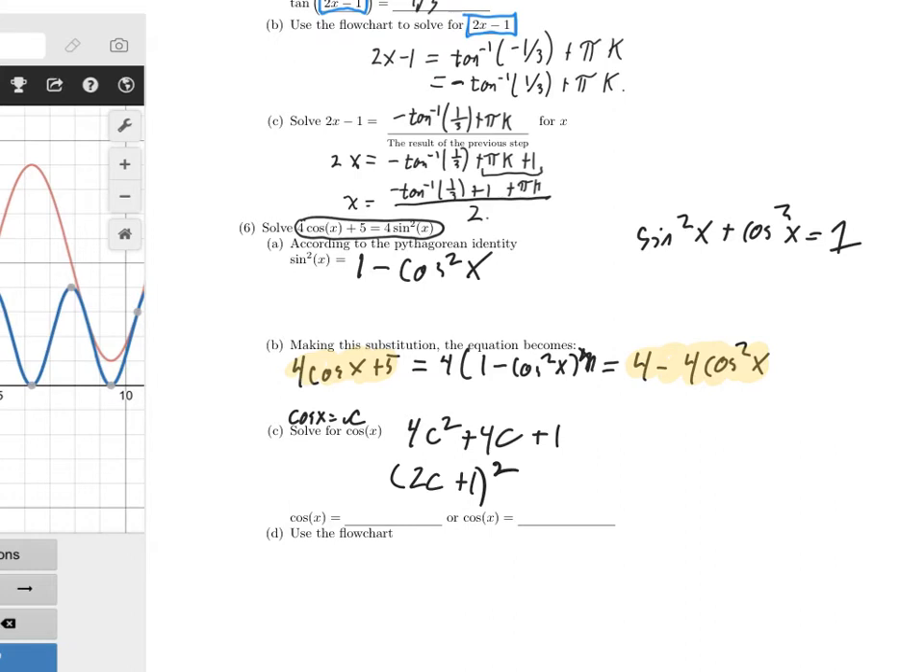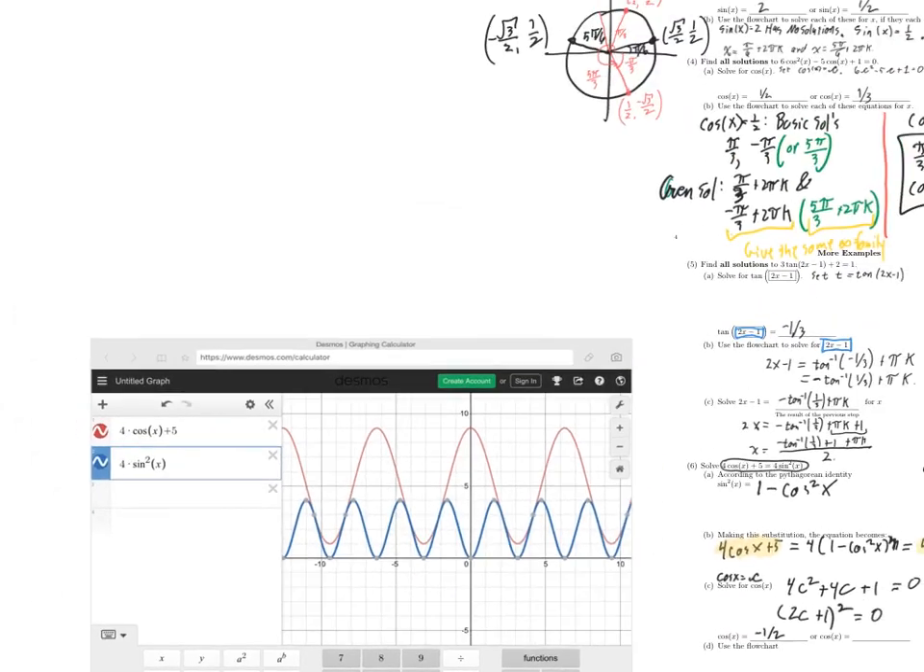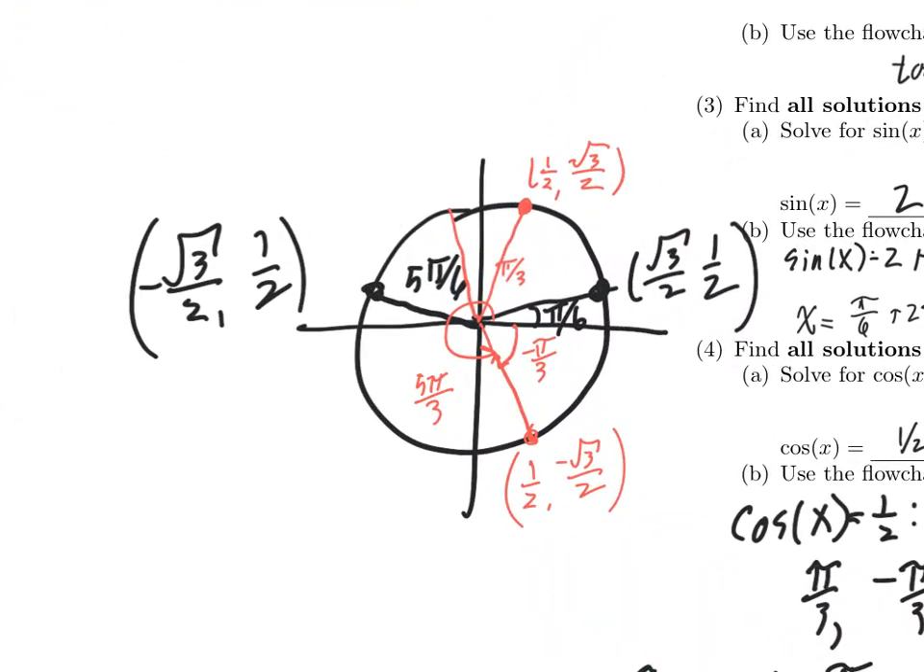So as a consequence, it looks like I get 2c plus 1 equals 0. So that means c is equal to negative 1/2. So I just get cosine of x is equal to negative 1/2. And so now what do we do? You look for elementary solutions, and then you add some 2 pi k's. But negative 1/2 is a number that you see on the unit circle. You see it right here. So at 2 pi over 3 and at 4 pi over 3.